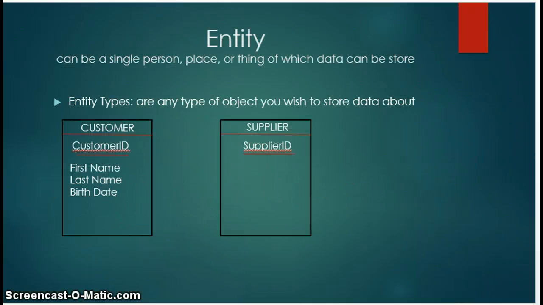An entity can be a single person, place, or thing which data can be stored in. There are entity types. Entity types are any type of object you wish to store data about. For accounting firms, they need to store data about customers and suppliers. That's why they have a customer ID, then the first name, the last name. And suppliers, they have the supplier ID.